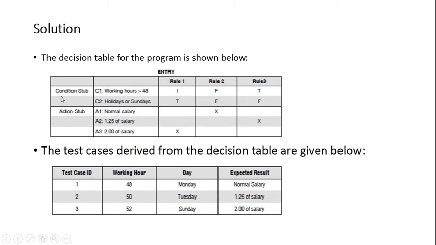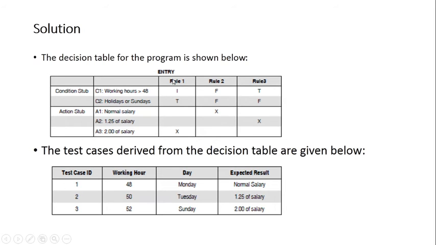See, in the condition stub, we write the conditions. The first condition is number of working hours, and second condition is if it is a holiday or a Sunday. Now what is the impact of number of hours? If the number of hours is less than or equal to 48, then we are going to pay a normal salary. If it is greater than 48, we'll be paying the salary 1.25 times, and if it is on a Sunday or a holiday, we'll give 2 times of the salary.